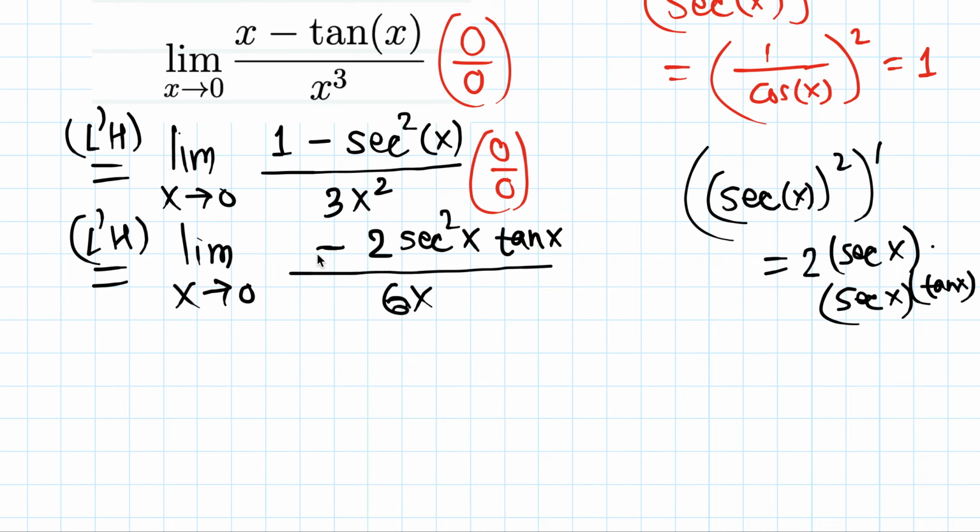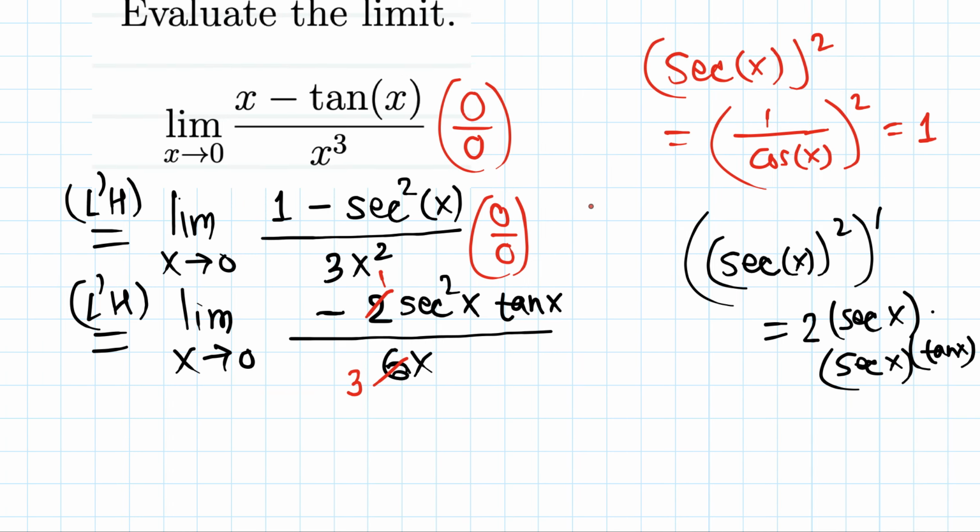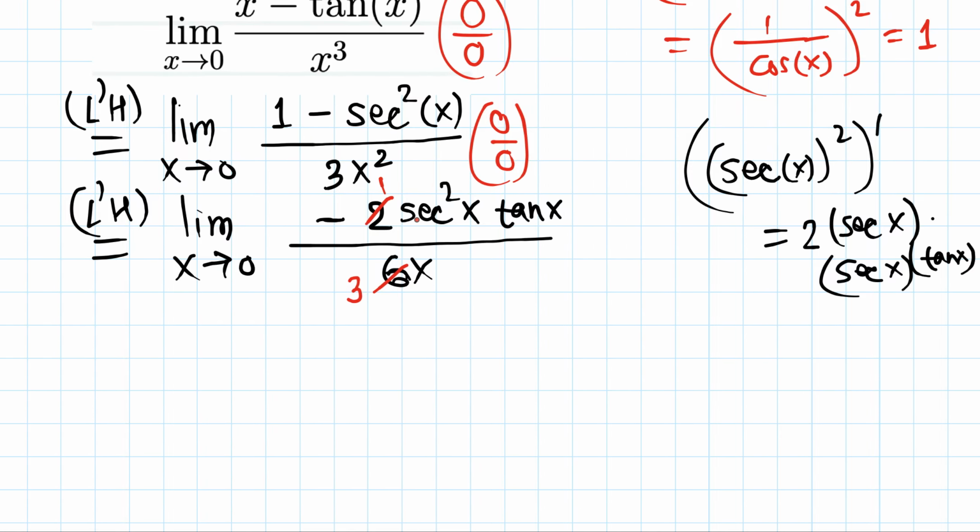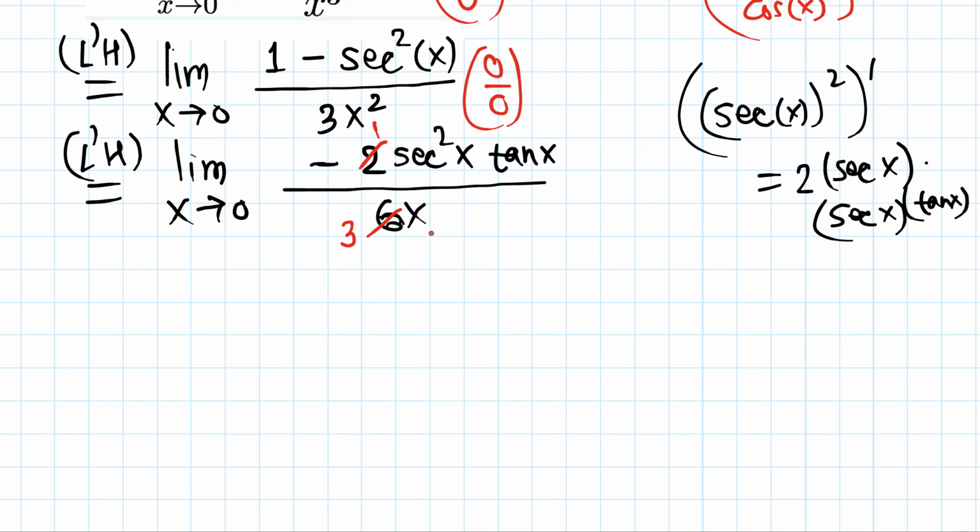With the minus sign, we can pull it to the front. 2 over 6, in fact, we can cancel: 2 goes once, 2 goes 3 times. If we plug in 0, secant squared 0 is 1, we know that. And here, we figured out earlier, secant 0 is 1, tangent 0 is 0, so 0 over 0. We can still use L'Hopital's rule, but there's a tangent x over x.